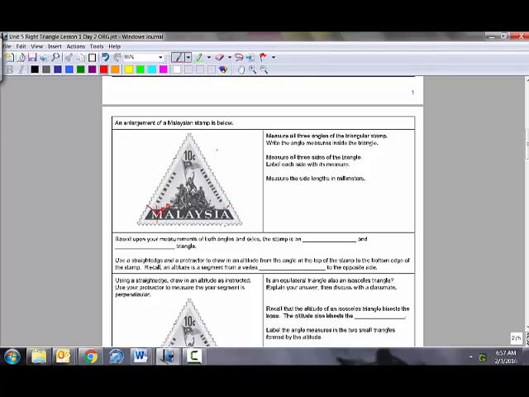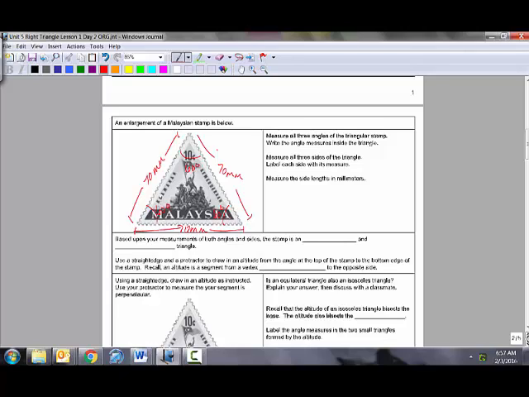Isosceles, and I measure all three triangles. Isosceles because they have exactly two congruent sides. I measure all three sides. And now we need to get out our protractors and rulers and do some measuring in millimeters. Here we have a triangular shaped stamp, and we need to measure.